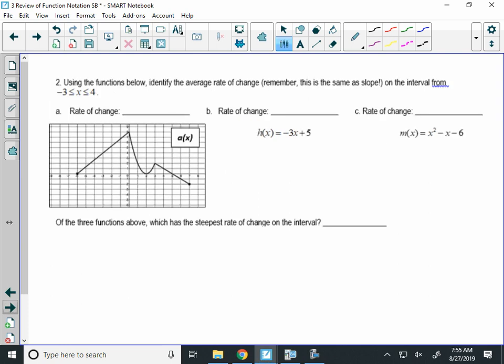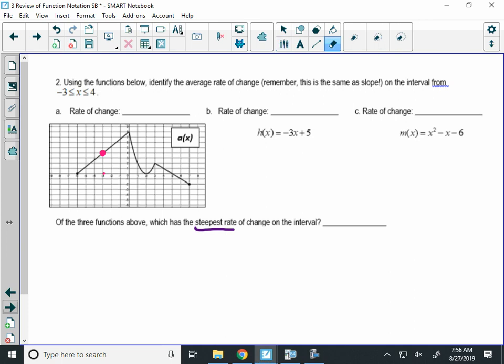Next one, rate of change. Remember, rate of change is the same thing as slope. We're going to find the slopes on the interval from negative 3 to 4 for each of these functions, and then decide which slope is the steepest. All right, rate of change for the graph. So negative 3, I'm going to put a dot on my graph. We can use the slope formula in a minute.